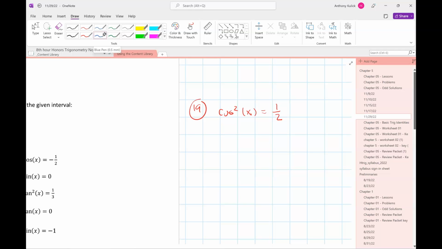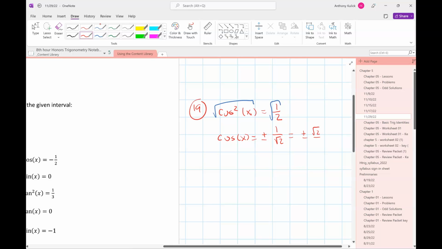All right. First thing I'm going to do, I got to get rid of the squared on the cosine, so we'll square root both sides. When I square root both sides, I need a plus or minus. The square root of 1 is just 1. The square root of 2, I'll write as the square root of 2. So I rationalize this to be root 2 over 2.